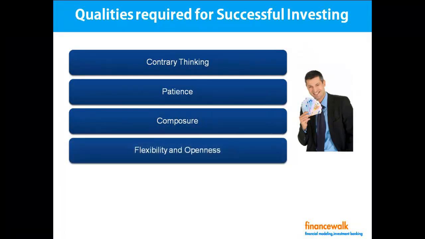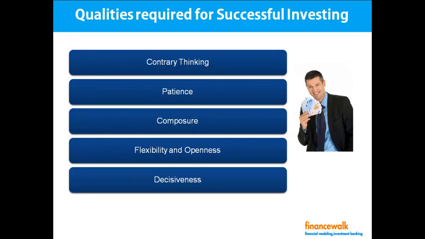The fourth quality of a successful investor is flexibility and openness. Keep in mind that nothing is permanent except change. So you have to be flexible and open to accept new ideas. If you have many ideas, only then can you select one of them. But if you have only one idea, that's dangerous. You rely more on that single idea and you do not look at other ideas. That's quite risky. So have a flexible and open mind.